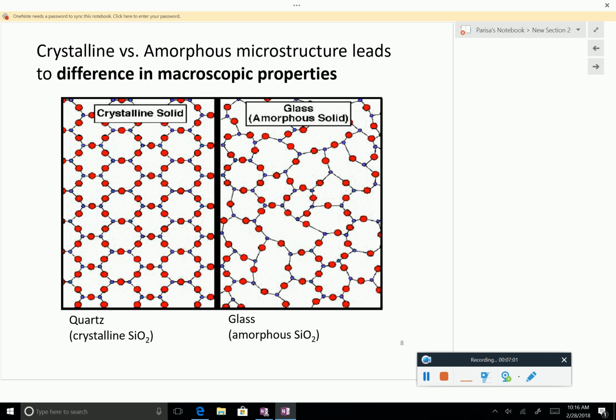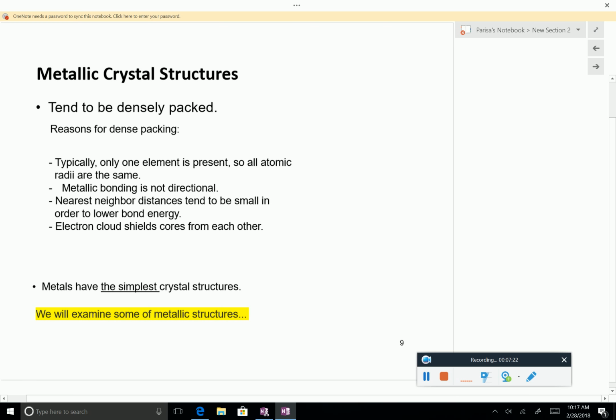Now, we want to learn about the macrostructure of a steel because this material matters to us. You saw that in the case of Liberty ships, not understanding what is going on led to disaster. So we want to understand what the macrostructure of a steel looks like. Just some introduction. Metals in general tend to be densely packed.